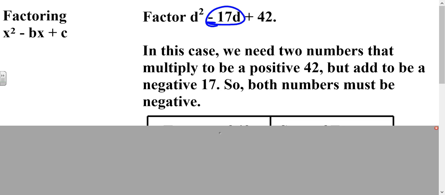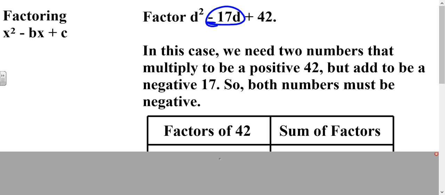So how is it possible to get two numbers to multiply to be a positive number, but they add to be a negative number? Well, both of the numbers would have to be negative, because a negative times a negative is a positive, but a negative plus a negative is a negative. So we have to find two negative numbers that multiply to be 42, but add to be negative 17.